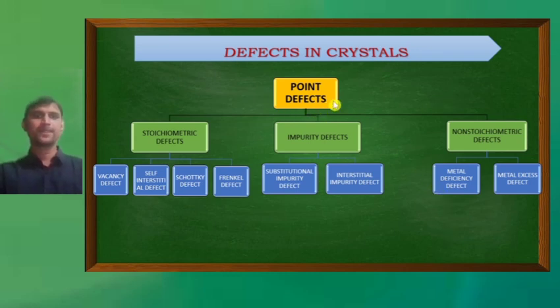So see the classification of point defects. Point defects are classified further into 3 types: stoichiometric defect, impurity defect and non-stoichiometric defect.